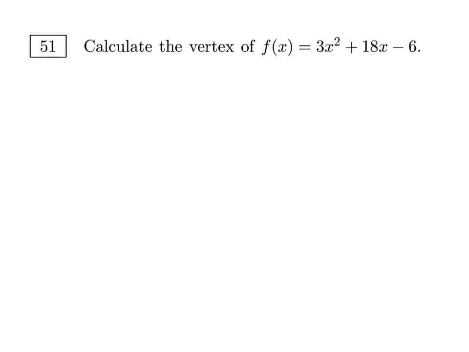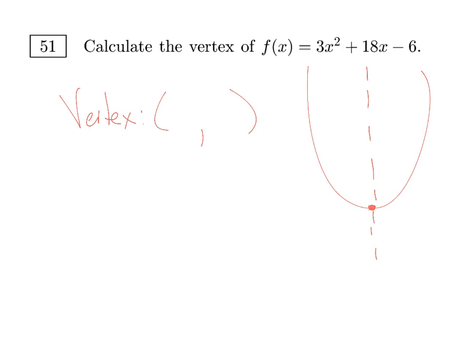Calculate the vertex. You've got to figure out what the vertex is. So we have a parabola, and there's a minimum point, and there's a line that goes through the parabola and divides it in half, known as the axis of symmetry. It's -b over 2a. That gives you the x value for the vertex. And here I have a equal to 3, b equal to 18, c equal to -6.